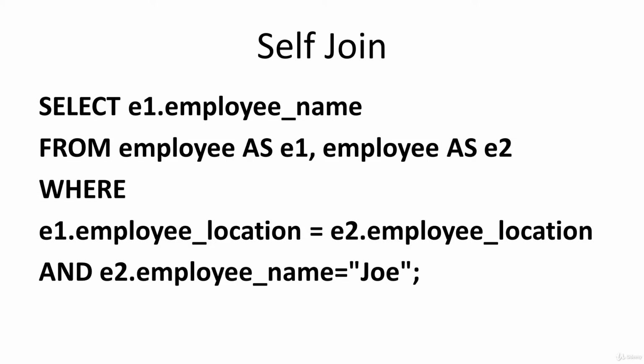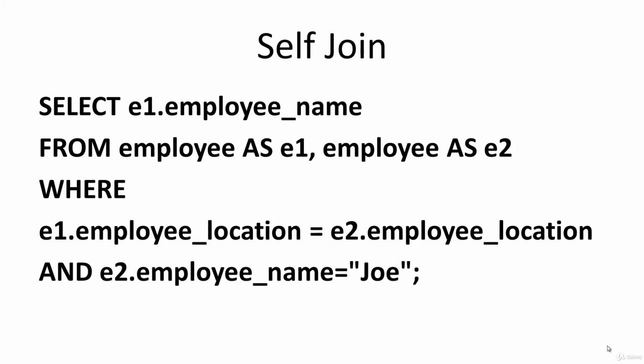Because I'm using this aliasing technique, saying employee AS E1, employee AS E2, I basically have two tables in the FROM clause with two aliases, but they're actually the same table, employee. This is known as a self-join. Again, I'm selecting the employee name column from E1, where E1.employee_location is equal to E2.employee_location, so where that employee location matches, and where the employee name from E2 is equal to Joe.